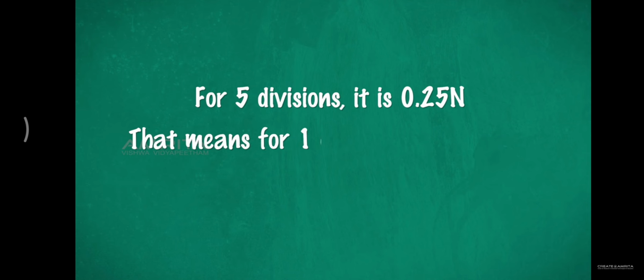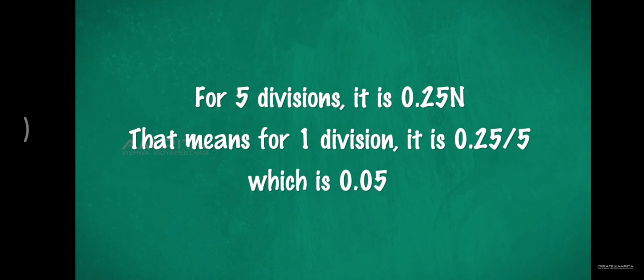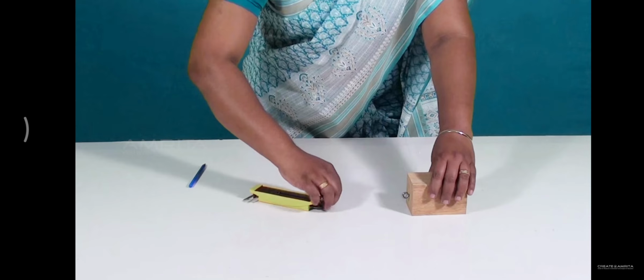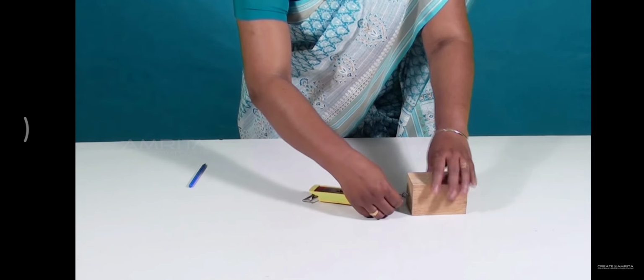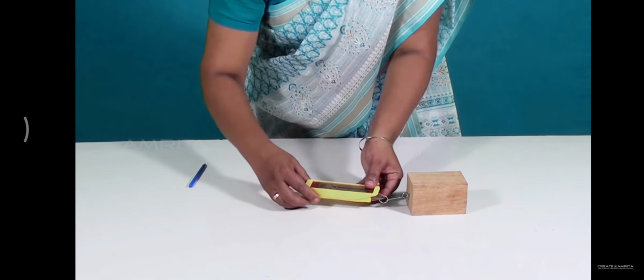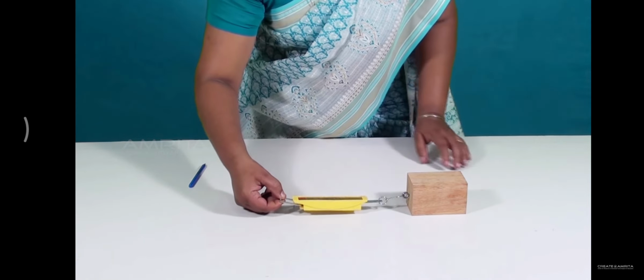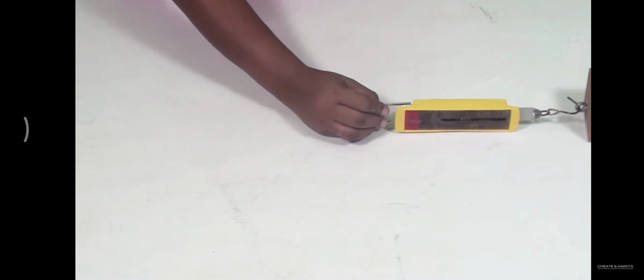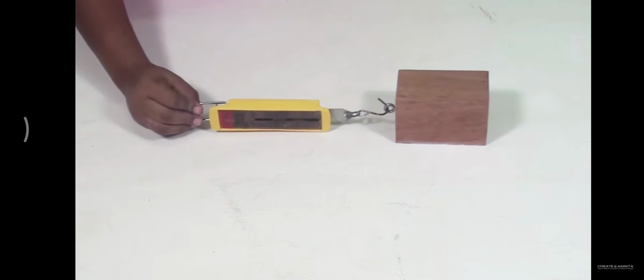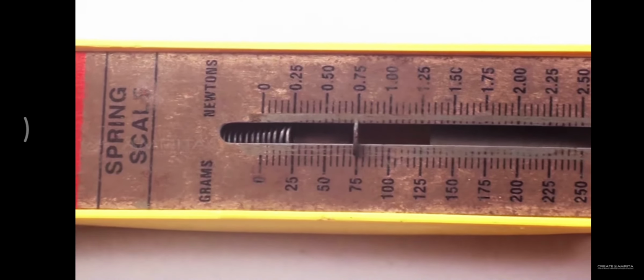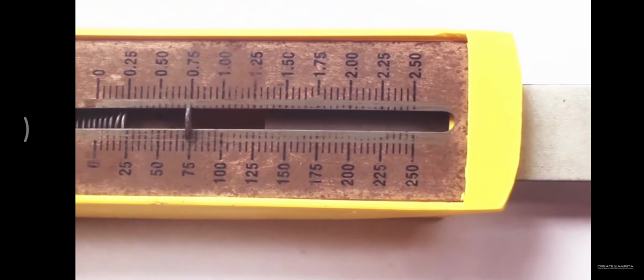For 5 divisions, it is 0.25 N. That means for one division, it is 0.25 divided by 5, which is 0.05 N. Now, fasten the spring balance to the block of wood. Then, pull the spring balance. As the spring balance is pulled at a particular force, the wooden block just starts to move. Note the force in the spring balance.